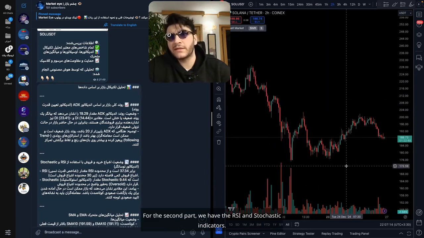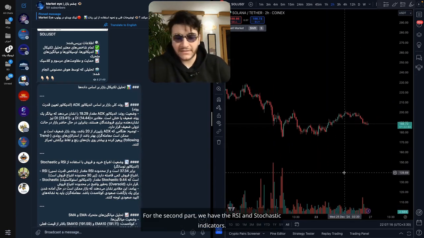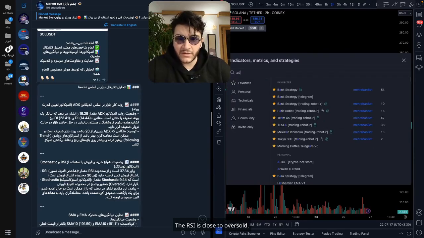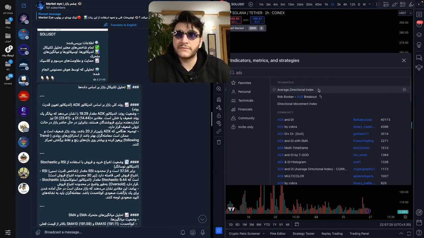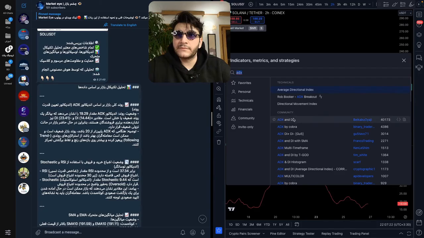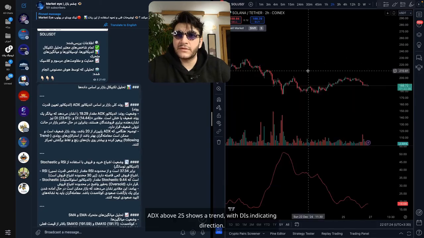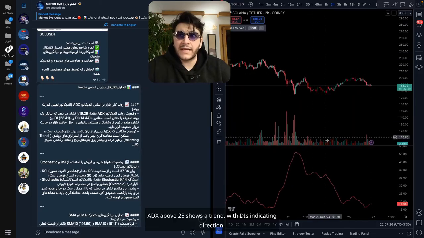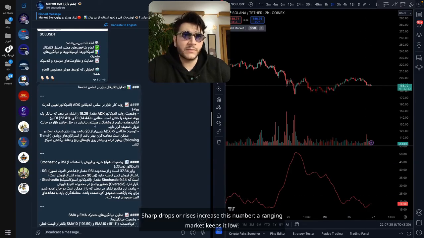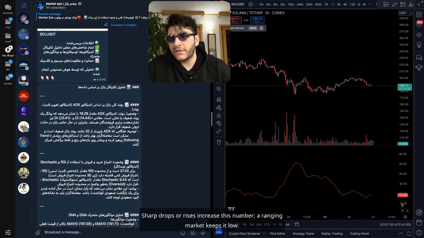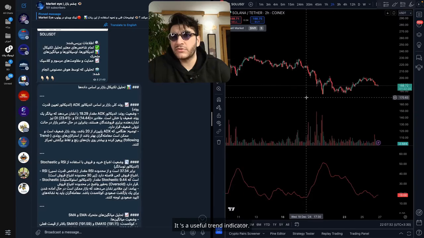For the second part, we have the RSI and Stochastic indicators. The RSI is close to oversold. ADX above 25 shows a trend, with the DI indicating direction. Sharp drops or rises increase this number. A ranging market keeps it low. It's a useful trend indicator.